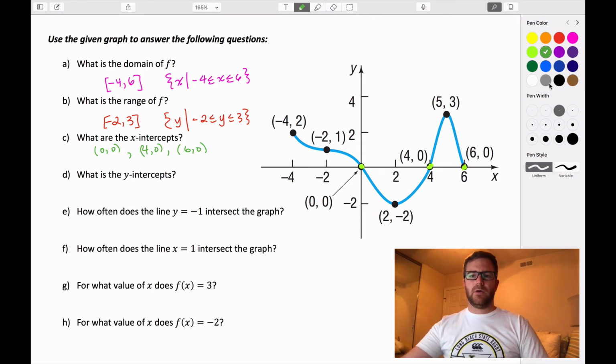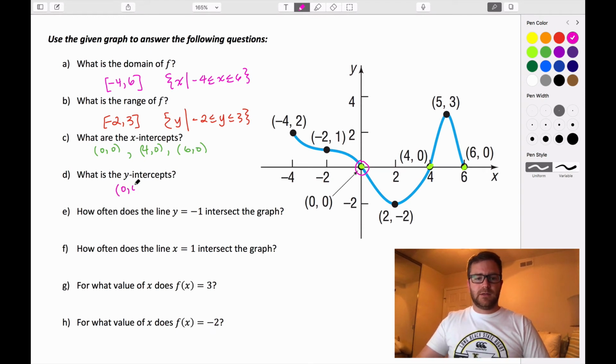Where are our y-intercepts? The y-intercepts are where our graph touches the y-axis. Because this is a function, it should only have one y-intercept, because it would have to pass the vertical line test. And we can see that occurs right here. So our y-intercept is the origin.